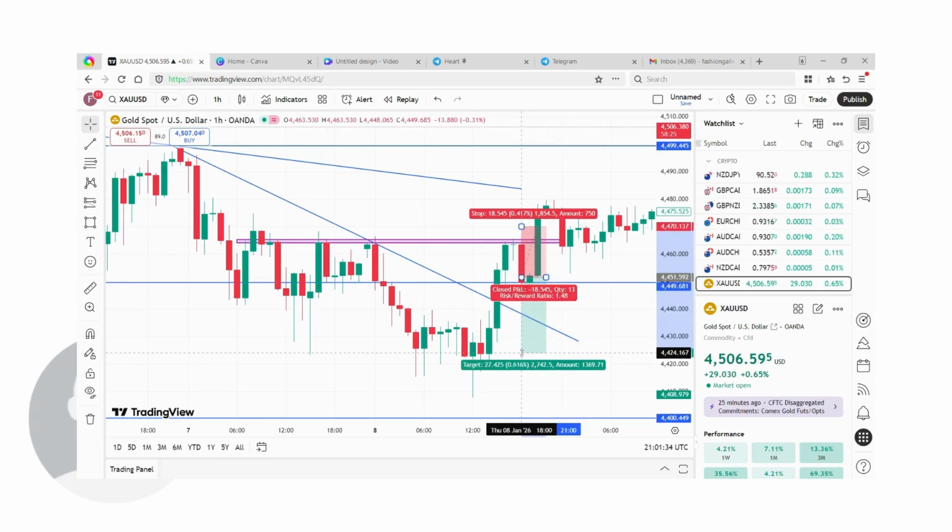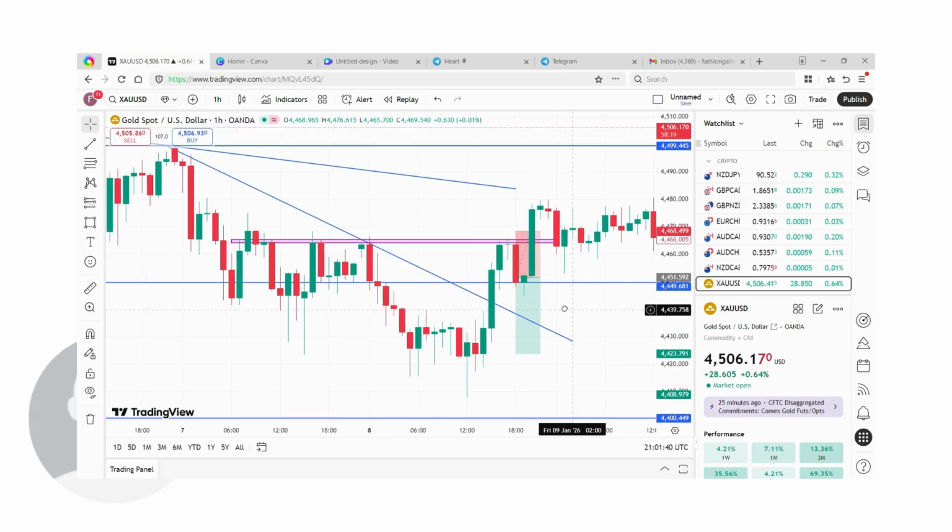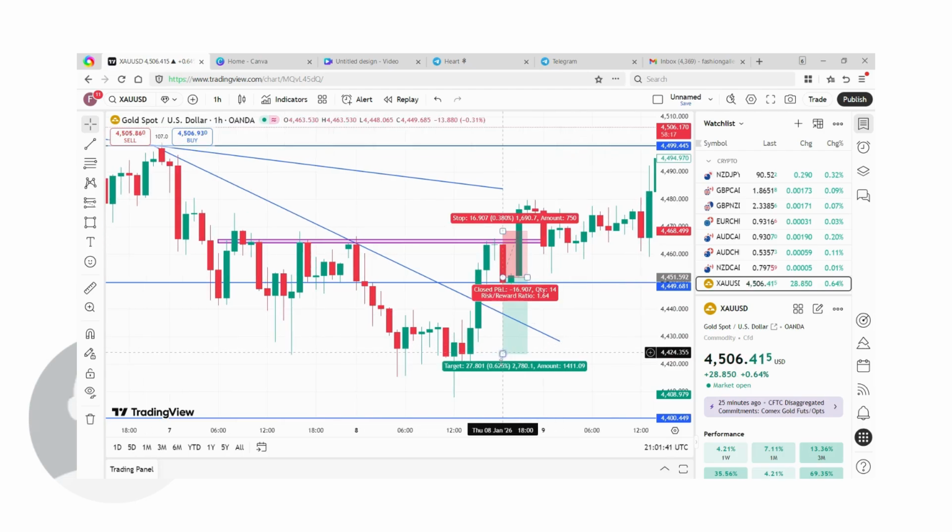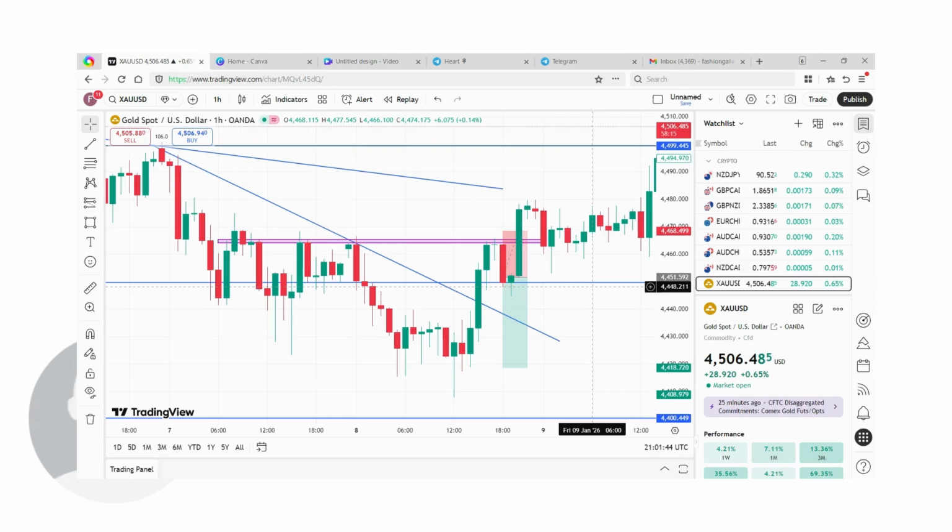I was already in profit while the market was moving. My stop loss was 60. I got my entry around here. I was hoping that this market would stop somewhere around here, just 1 to 2.